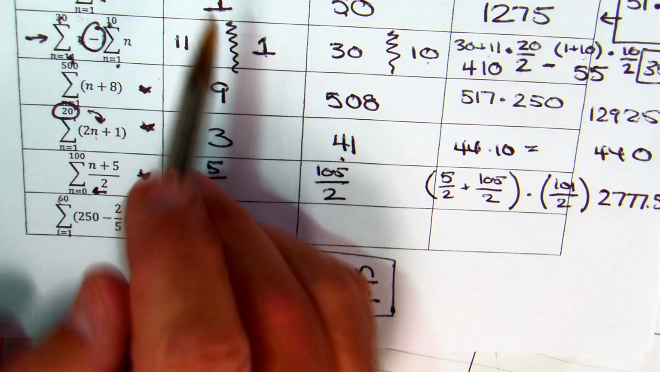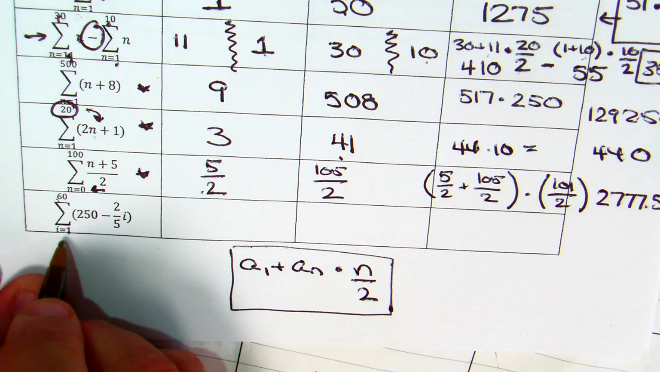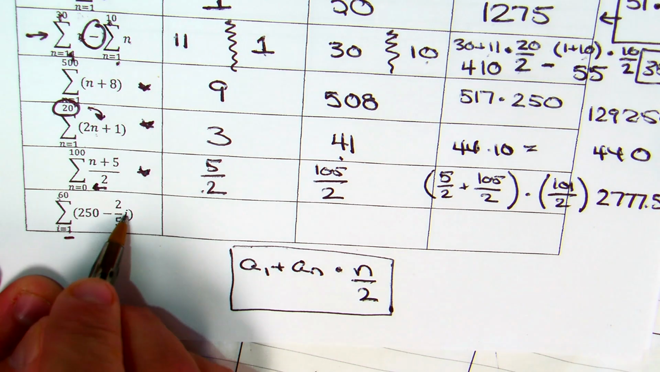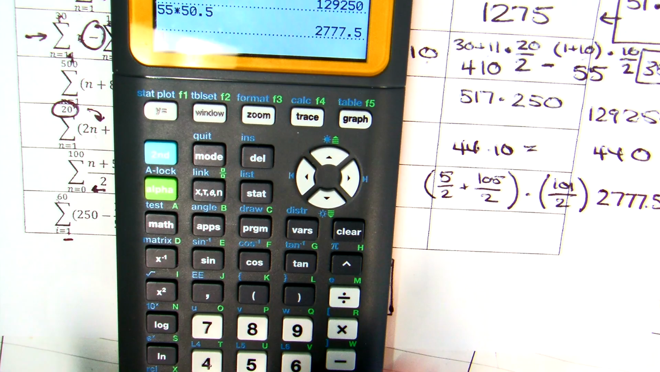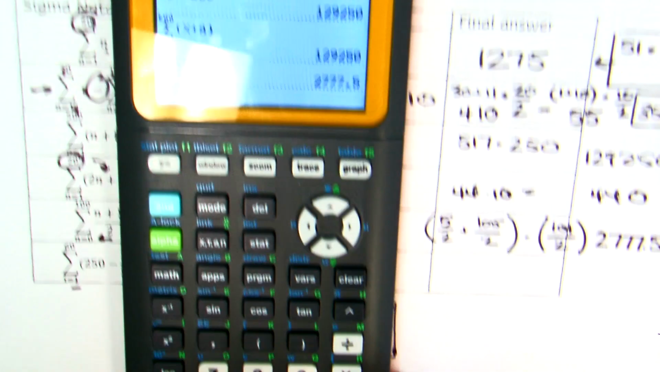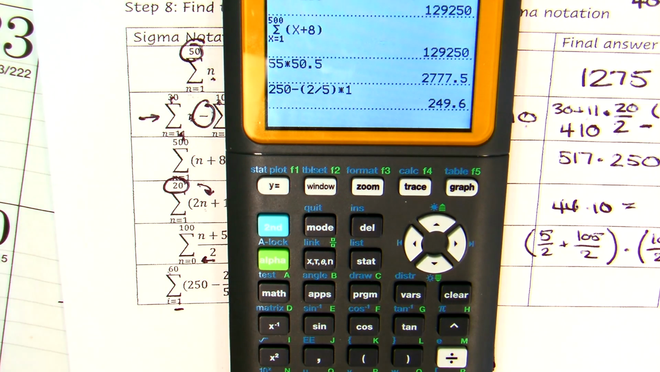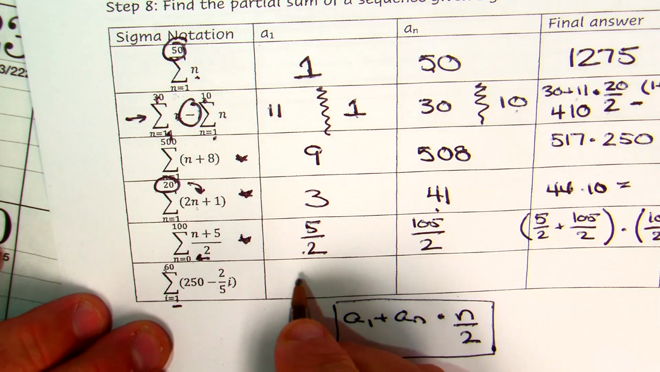Okay, so to get a to the 1, I plug in whatever this value is, which is 1. So I plug in 1 to this, so I'm going to do 250 minus 2/5 times 1, and it's going to give me 249.6. You okay with that part? So that gives me 249.6.